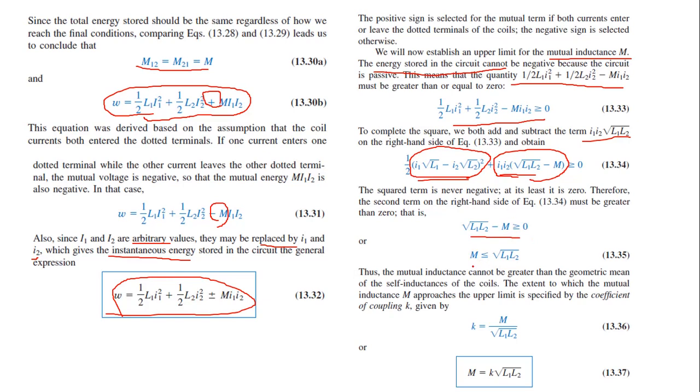So from this we can write M should be less than or equal to root of L1 L2. So this gives the limit on the value of mutual inductance. The mutual inductance cannot be greater than the geometric mean of the self inductances of the coils. The extent to which the mutual inductance M approaches the upper limit is specified by the coefficient of coupling K. So we have included a term called coefficient of coupling, denoted by K.